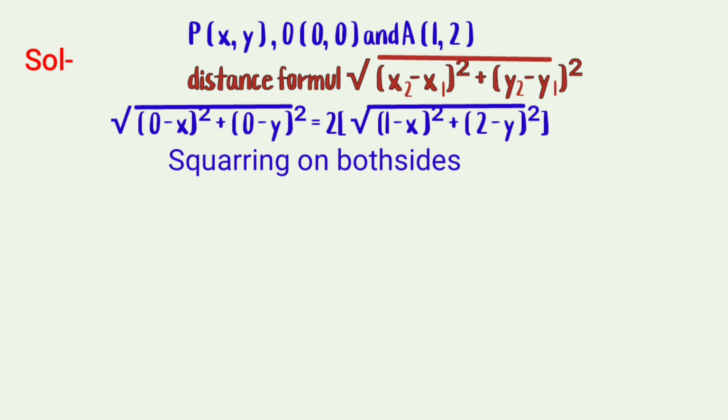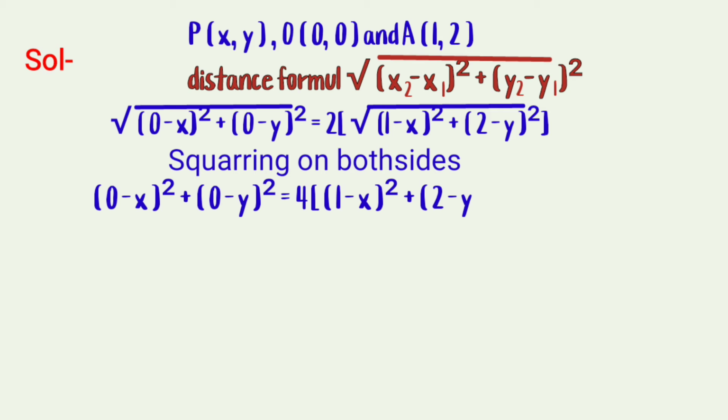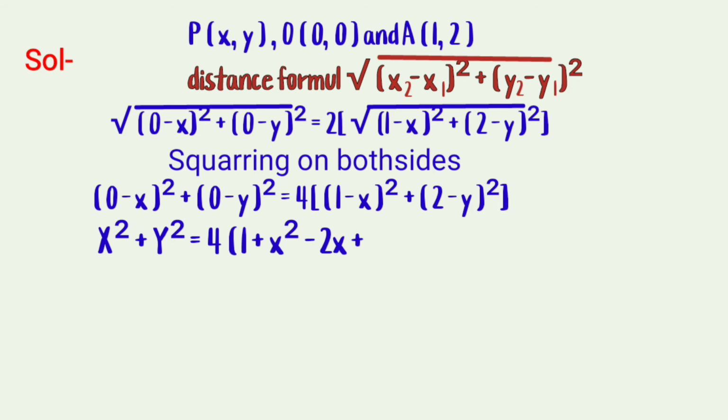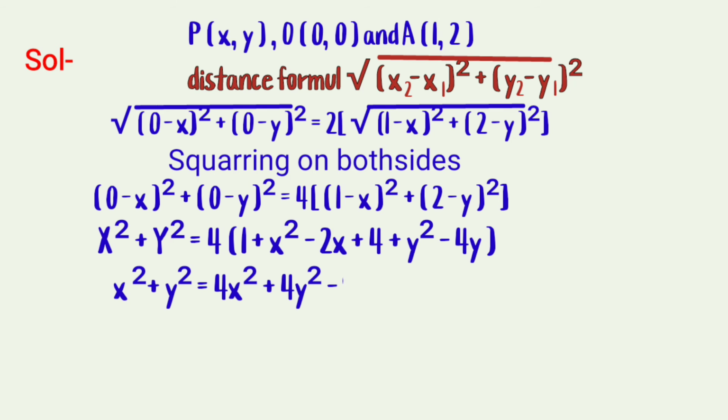So squaring on both sides, the root gets cancelled. We get (0 minus x) whole square plus (0 minus y) whole square is equal to 4 times [(1 minus x) whole square plus (2 minus y) whole square]. From this we get x square plus y square is equal to 4 times [1 plus x square minus 2x plus 4 plus y square minus 4y].